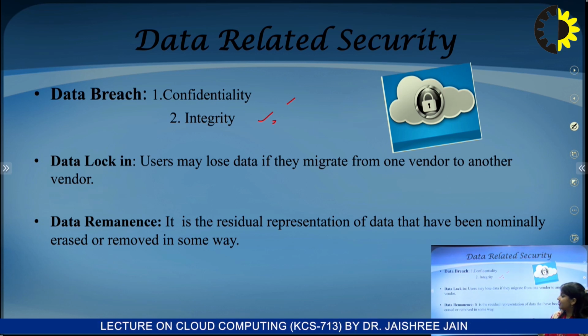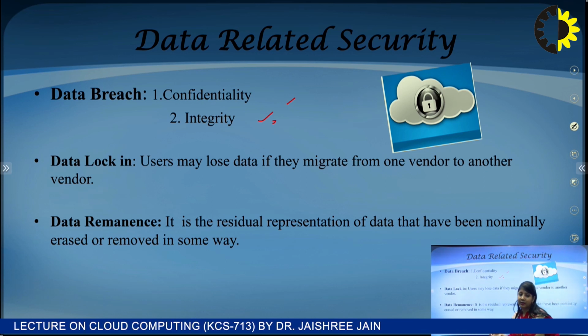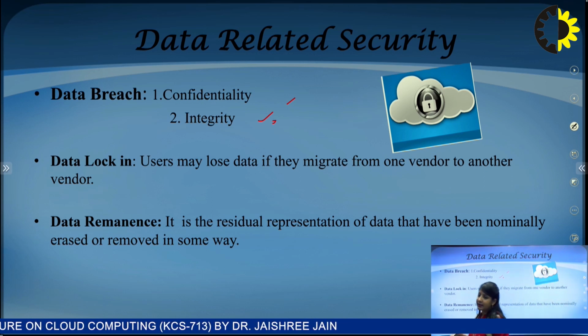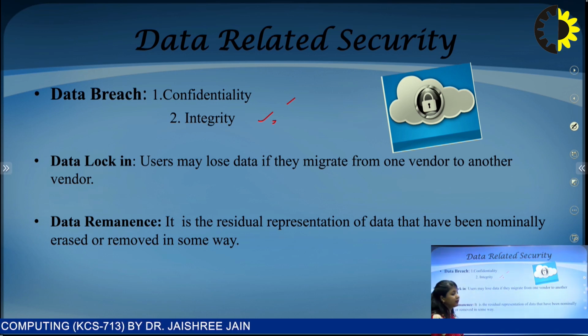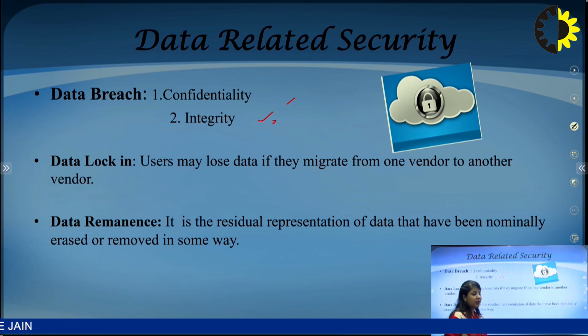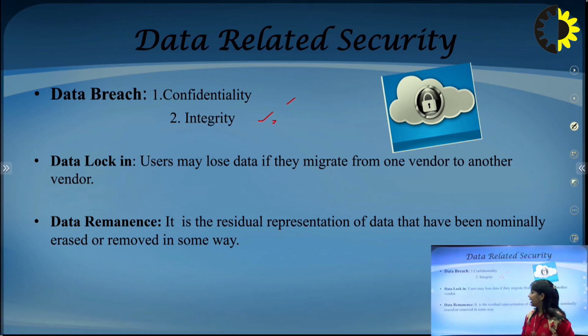What does confidentiality mean? Users have to encrypt their data. There will be no file in unencrypted form. So confidentiality can be achieved via encryption. And what is integrity? Integrity means no one can modify my data. So we have to apply some hashing, or we can apply some digital signature so that integrity can be ensured.